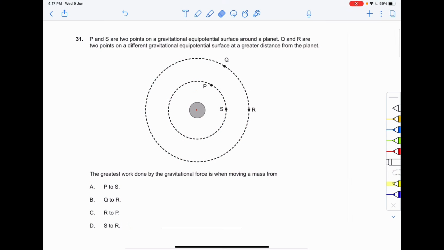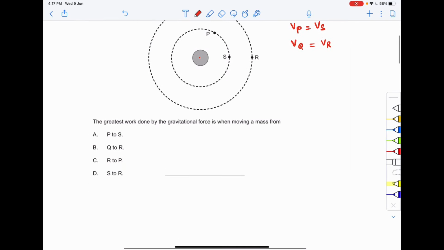So proceeding on to the first question, P and S are 2 points on a gravitational equipotential surface, right? So that means the potential of the point P is equal to the potential of the point S, okay? Q and R are 2 points on a different gravitational equipotential surface. So that means the potential of the point Q is equal to the potential of the point R, right? So the greatest work done by the gravitational force is when moving a mass from P to S, okay?